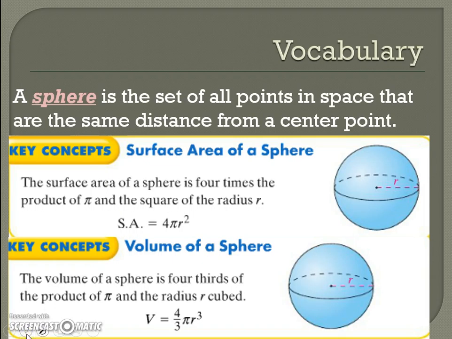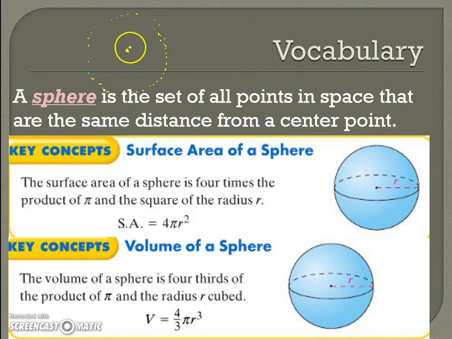So here's some vocabulary. I need you to go ahead and pause and copy all of this down into your notebooks. A sphere is the set of all points in space that are the same distance from a center point. A circle has a similar definition. It's all points that have the same distance from a given point in a plane. So it's like the collection of points that go all the way around this thing. And if I use all of the points, then that's what's going to create my circle.